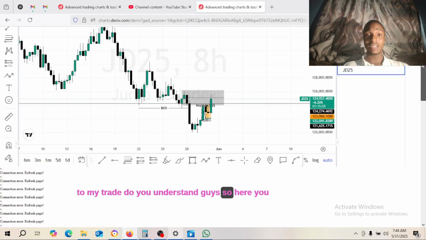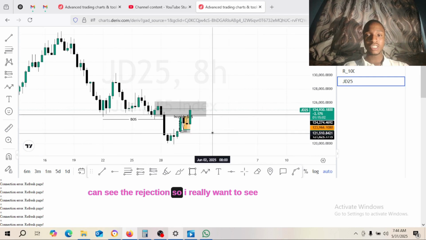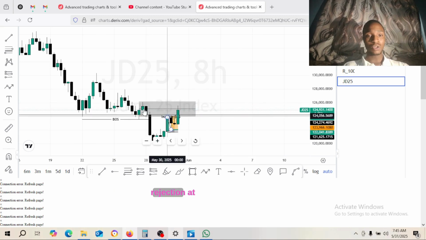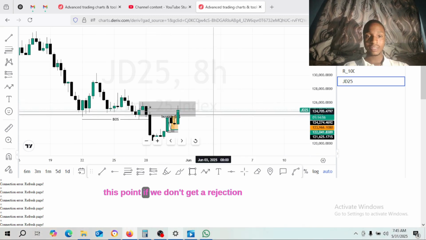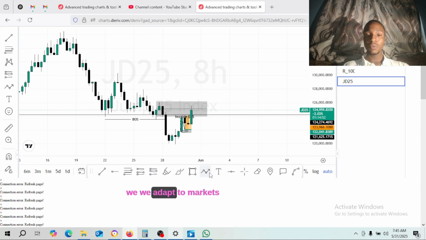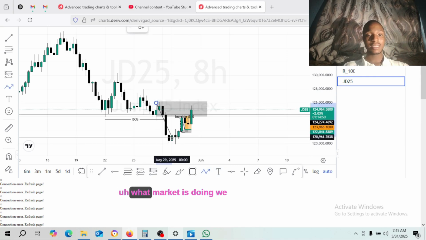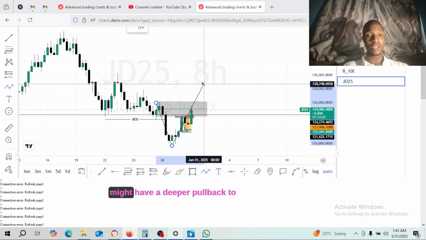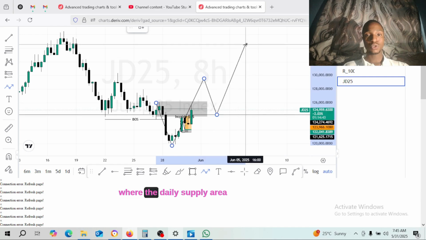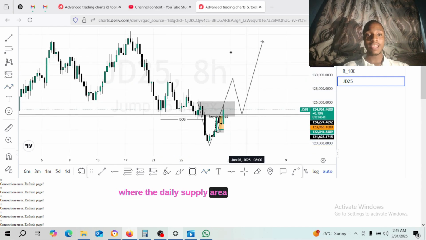Do you understand, guys? So here you can see the rejection. So I really want to see how this candle is going to end. I need a rejection at this point. If we don't get a rejection, fine, we adapt to what the market is doing. We might have a deeper pullback to the daily supply area.